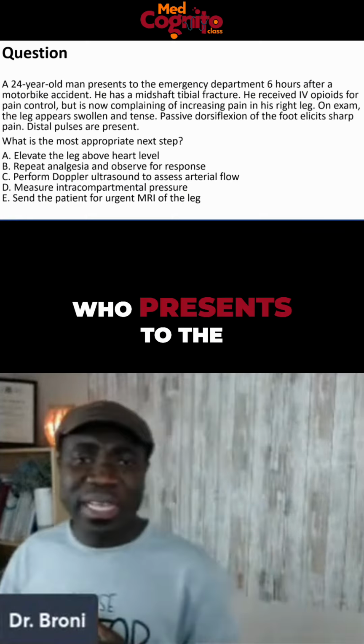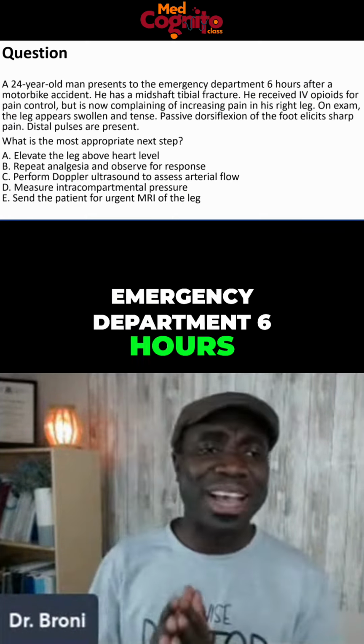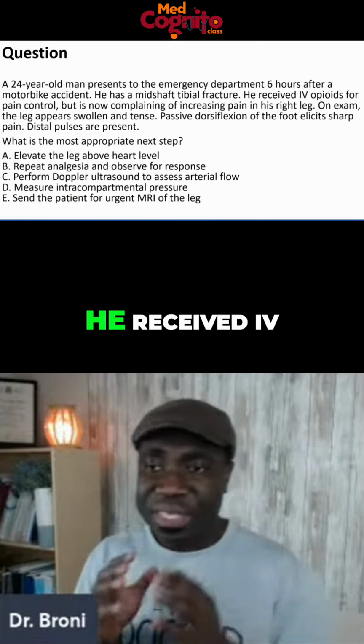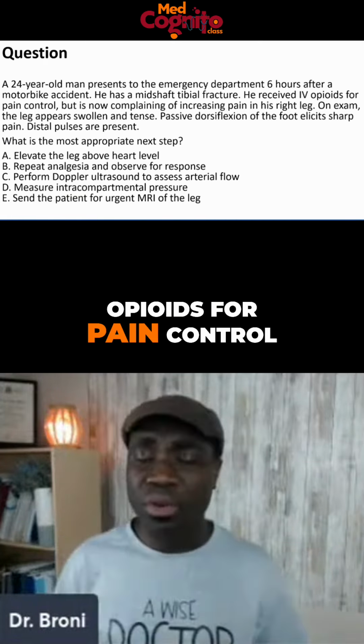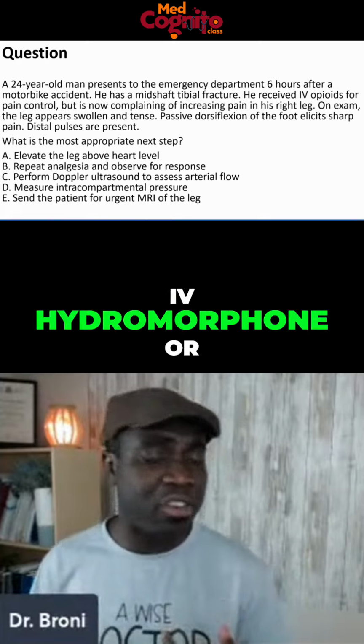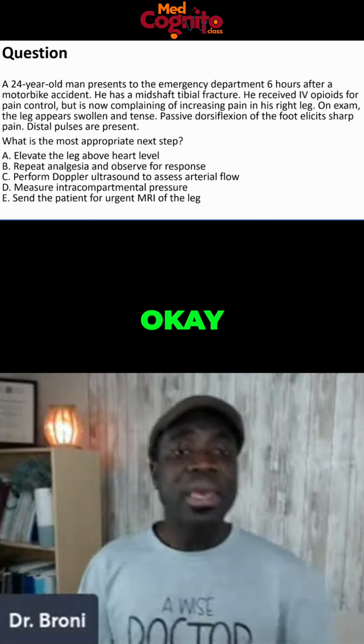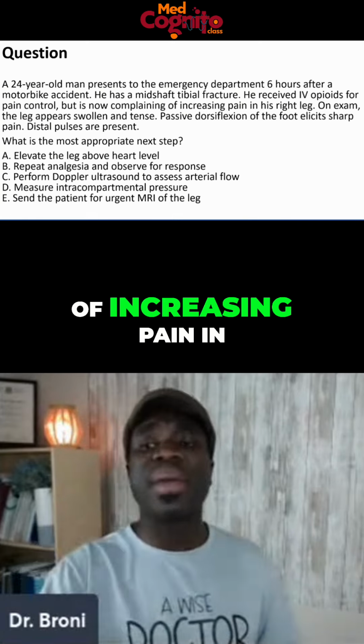A 24-year-old man presents to the emergency department 6 hours after a motorbike accident. He has a mid-shaft tibial fracture. He received IV opioids for pain control. So, for example, maybe he received IV hydromorphone, or IV morphine or fentanyl, okay? But he is now complaining of increasing pain in his right leg.